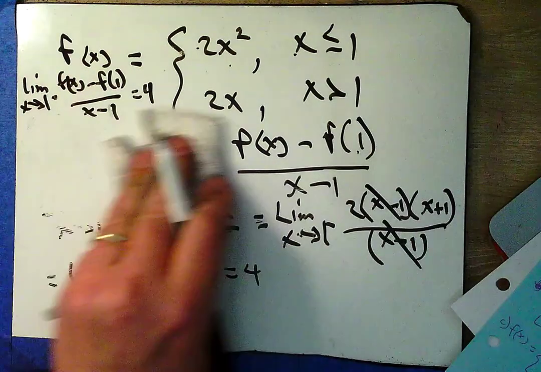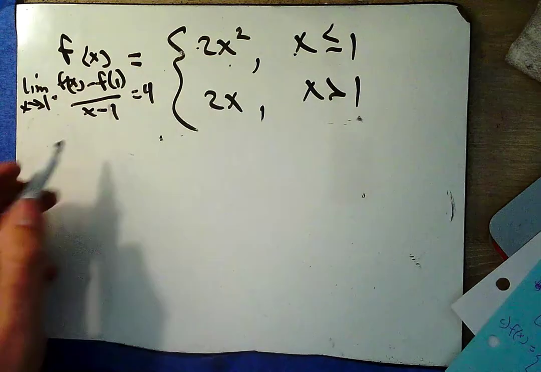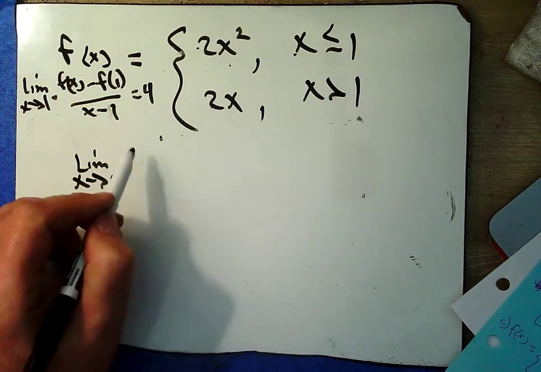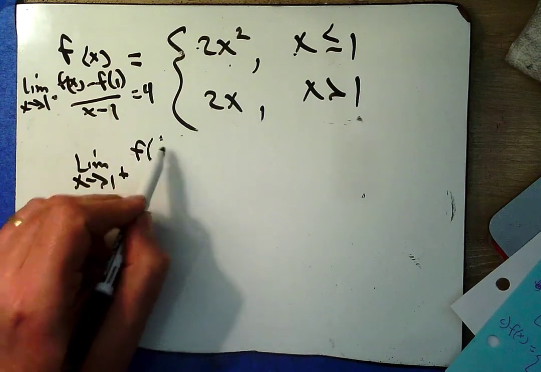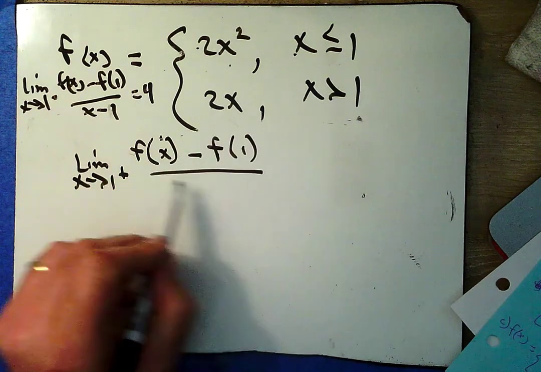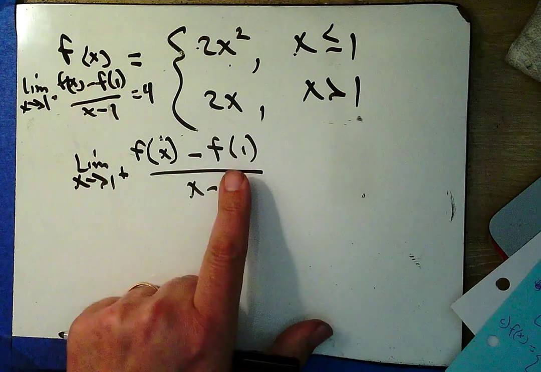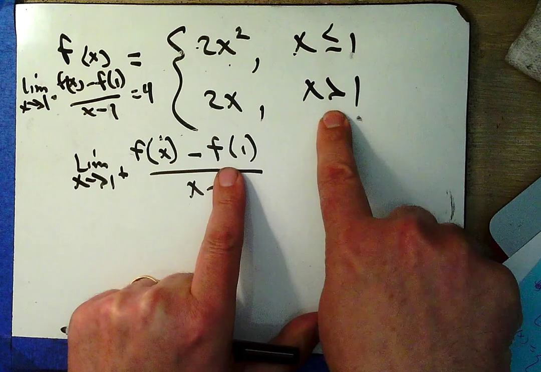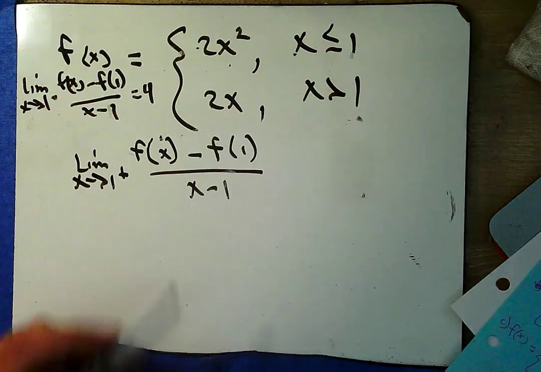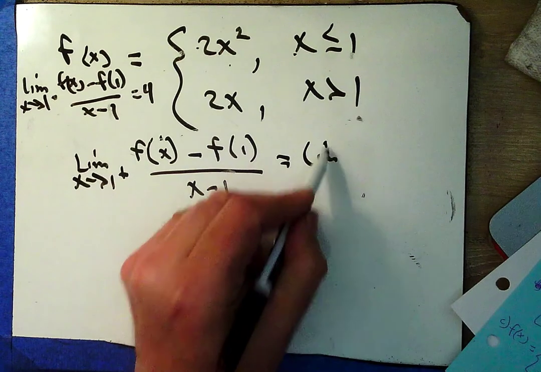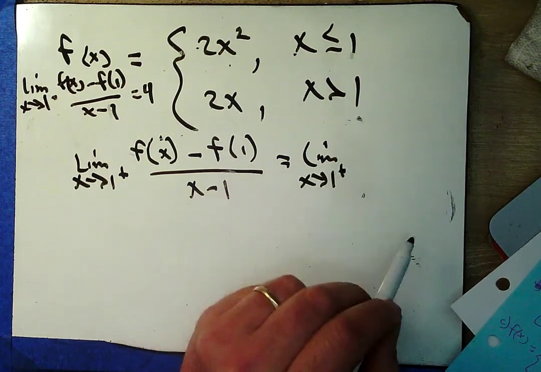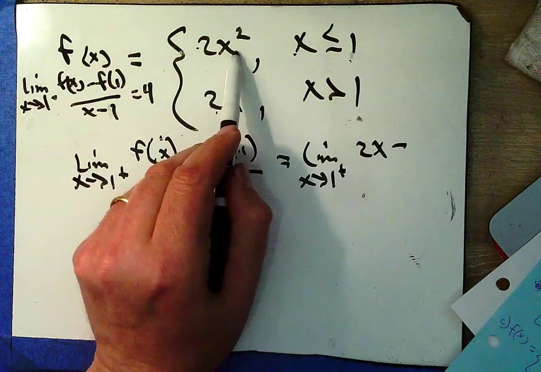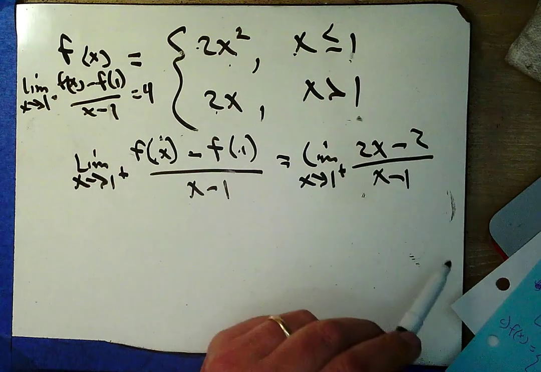Well, now we need to repeat this process with the other direction. Now we want to say the limit as x approaches 1 from the positive side of f of x minus f of 1 over x minus 1. Now, conveniently, f of 1 is still evaluated over here because it says less than or equal to 1. This is not where I plug a 1 in. I plug the 1 in over here. Not that it matters in this problem, but it definitely matters in other problems. As x approaches 1 from the positive, f of x is 2x minus f of 1, so I plug my 1 in here, 2, over x minus 1.